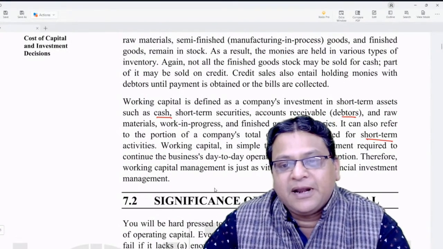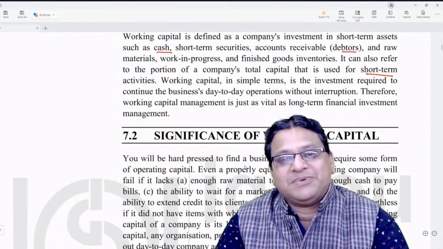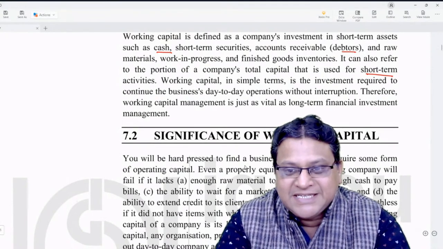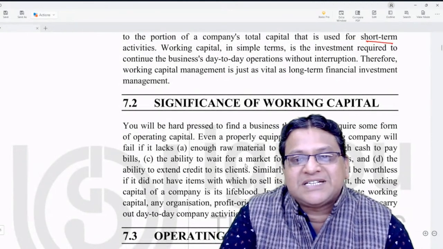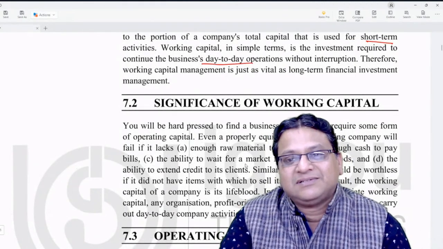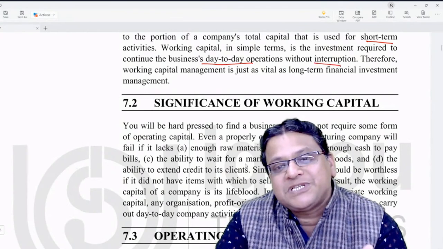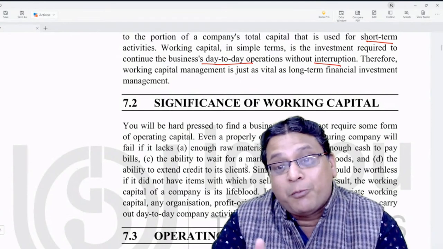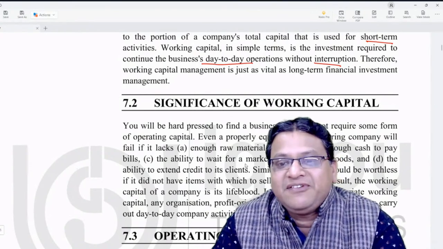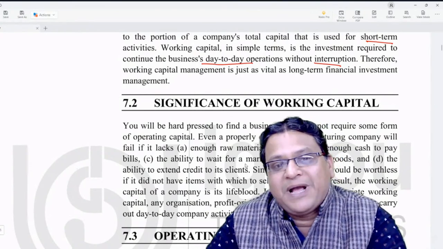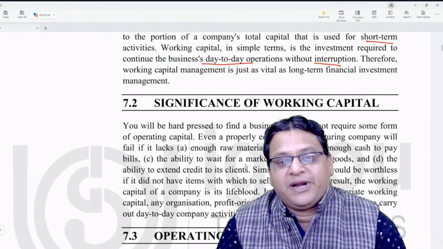So what is working capital? Working capital is the capital used for short-term activities of the business. So working capital in simple terms is the investment required to continue business day-to-day operations without interruption. If a business does not have sufficient working capital, its day-to-day operation will be interrupted. Therefore, working capital management is very vital, as well as long-term financial decision-making is important.